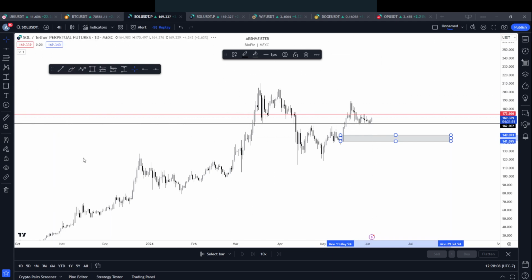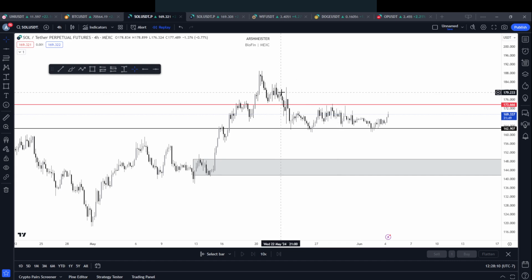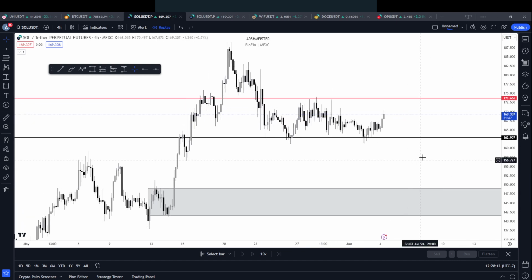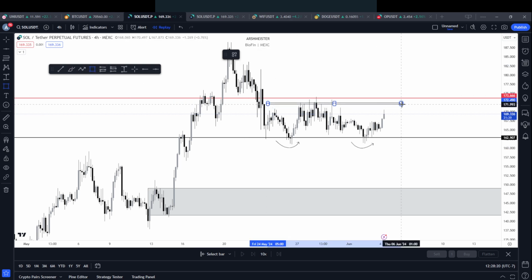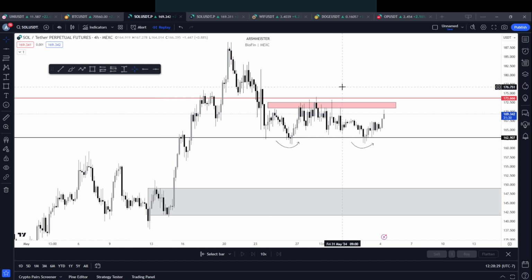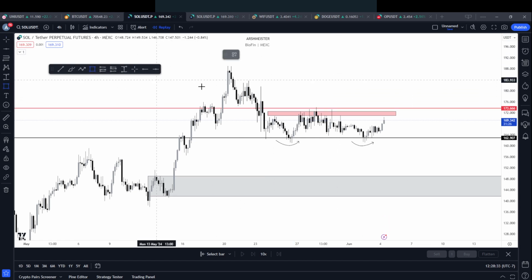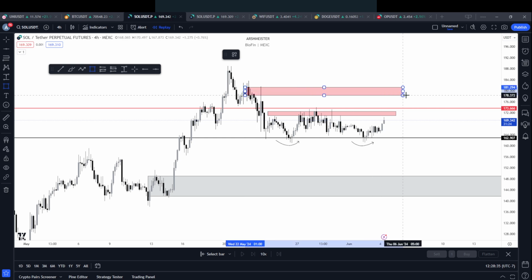Let's go down to a lower time frame. Sol bounced perfectly from a double bottom. We have clear resistance here on the 4-hour. This is our main resistance though. If we do go to 178 up to 181, it is a short for me.